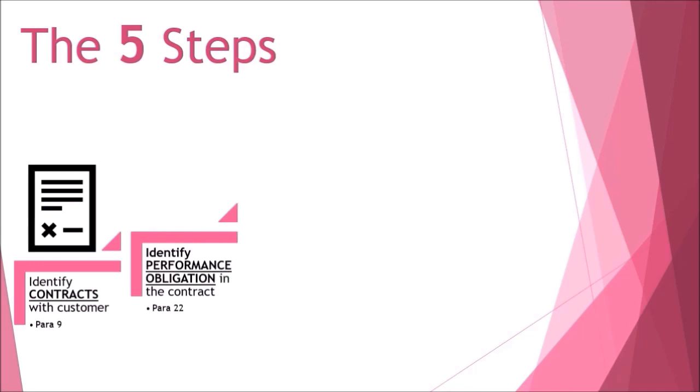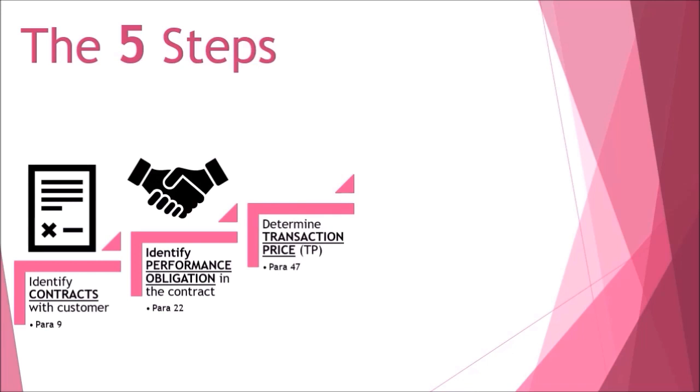Step number two, identify the performance obligations in the contract. A contract includes many promises like transfer of goods and services to the customer in exchange of money, or in exchange of monetary or non-monetary items. If those are distinct goods and services, the promises are performance obligations and they are accounted for separately. Step number three, determine the transaction price.